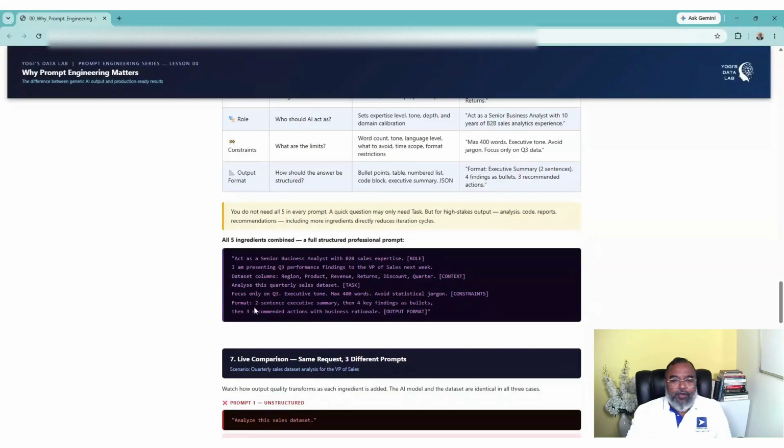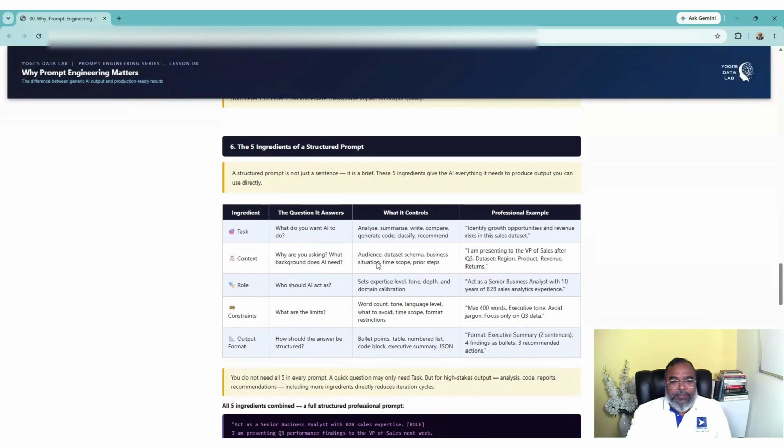And then the output format that you're looking for is a two-sentence executive summary, then four key findings as bullets, and then three recommended actions with business rationale. So that's our output format. So this is just combining these, how we are looking at it.